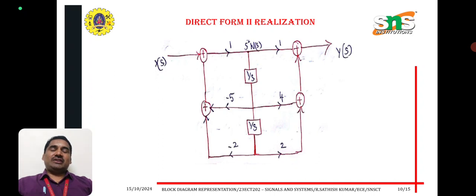minus 2 by s² into W(s), which is equal to the output, Y(s). Therefore, the output function Y(s) is equal to W(s) plus Y(s) plus 4 by s into W(s) plus 2 by s² into W(s). This is the direct form 2 realization.